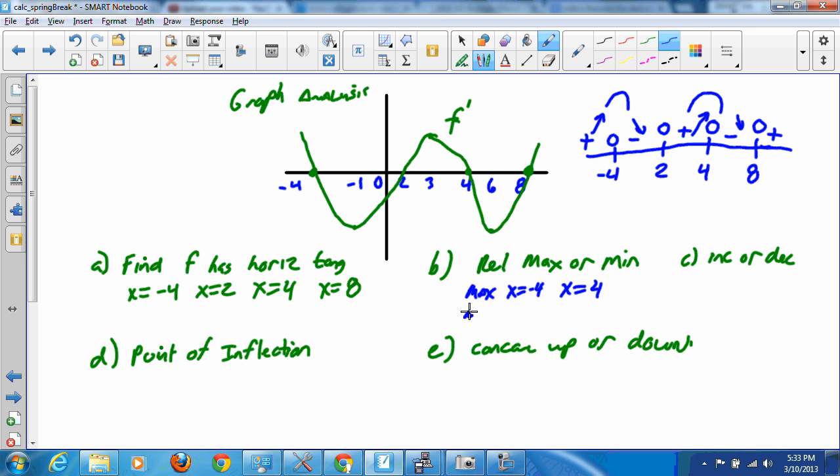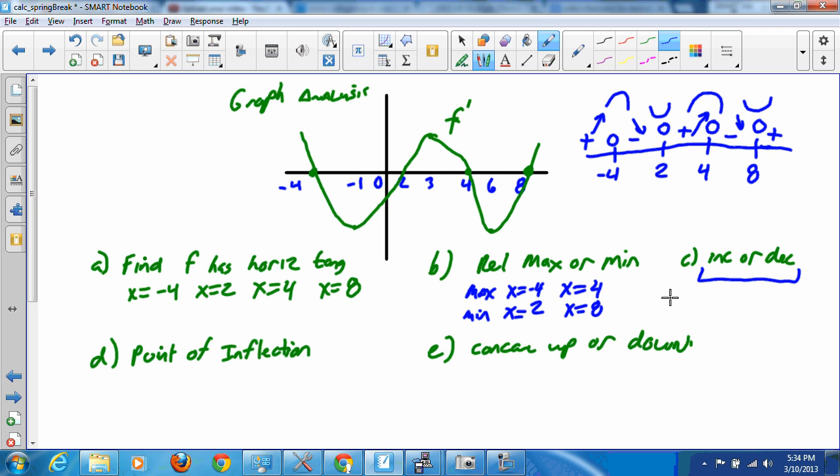Well, then it has minimums where it goes from negative to positive. So negative to positive happens at x equals 2. See right here, we're decreasing and then we're increasing. And then it looks like it does it again over in this direction. So that happens at x equals 8. So for the parts where it's increasing and decreasing, we can just simply pick it off of this chart over here.